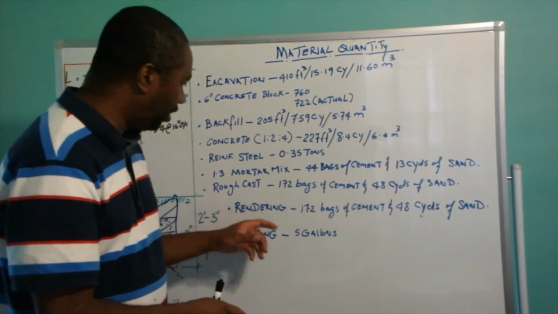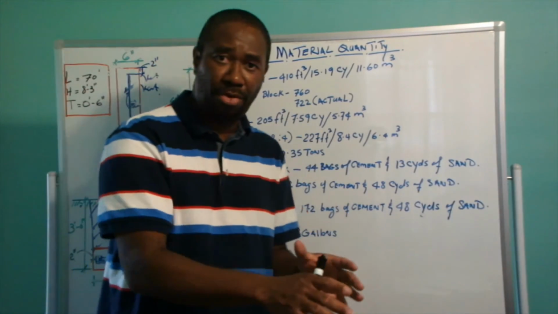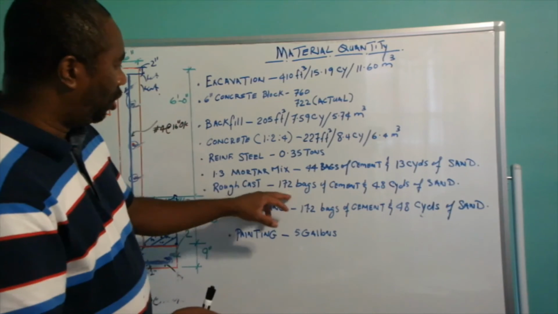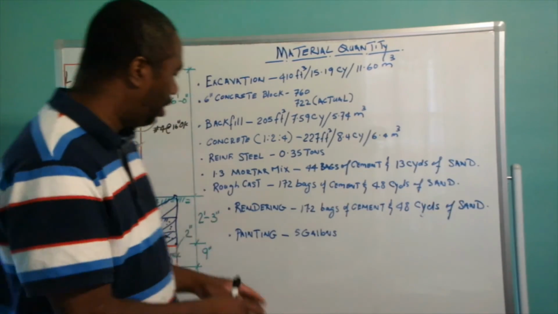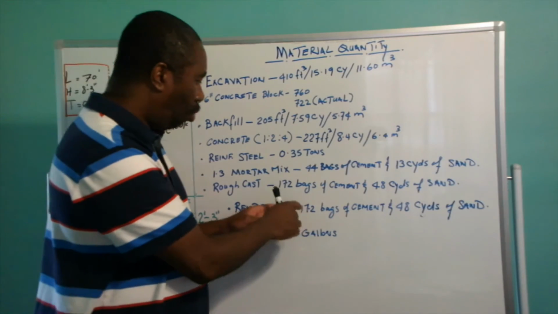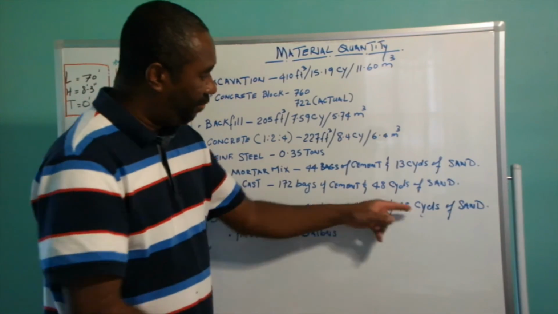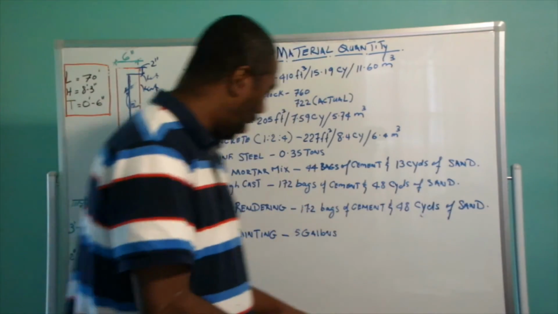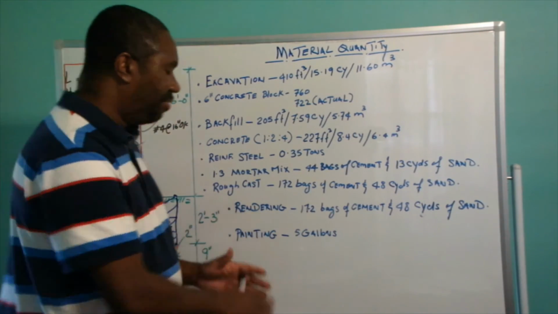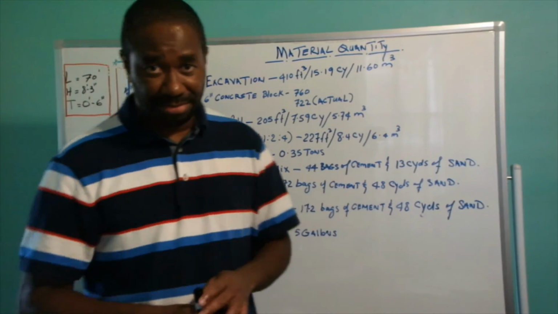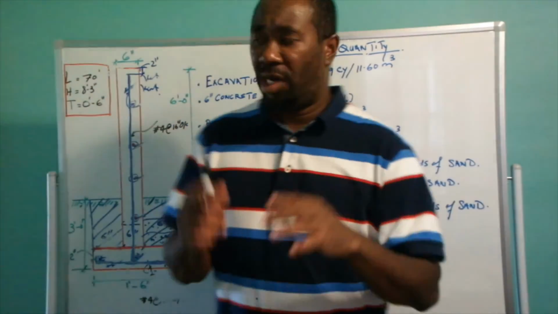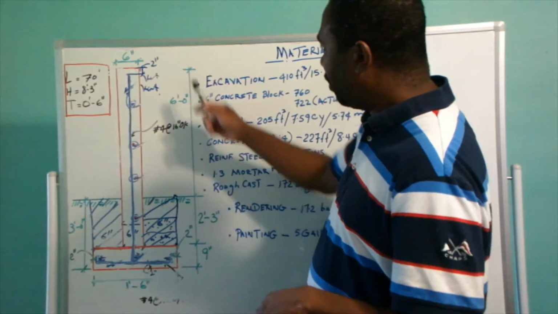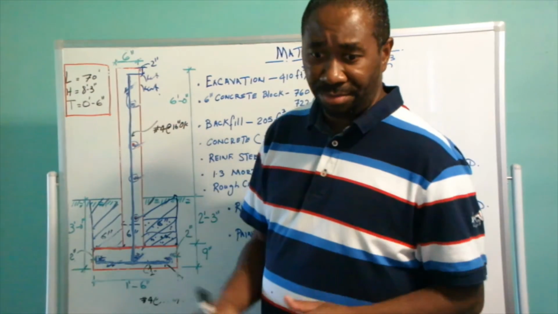The rough cast and the rendering, as I mentioned to you before, is going to be the same, which is 172 bags of cement and 48 cubic yards of sand. The same thing for the rendering, 172 bags of cement and 48 cubic yards of sand. And for the painting, we have 5 gallons. So that concludes the material quantity for this wall structure here.